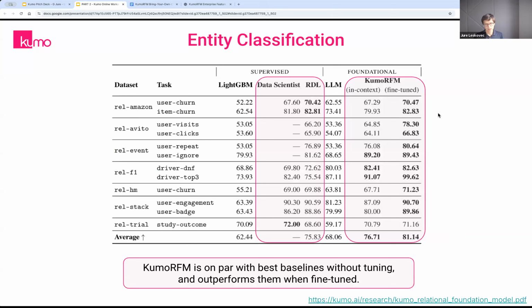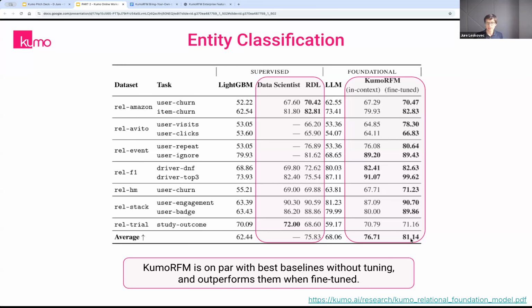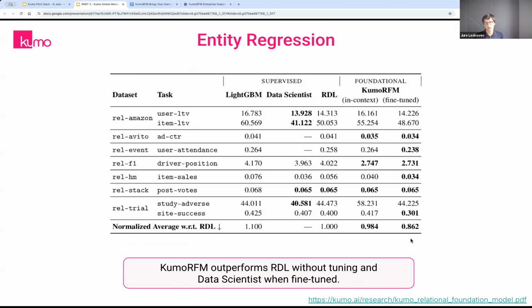First, we find that KumoRFM is on par with the best baselines across a number of different data sets without any fine tuning. So the model has never seen these data sets before, was never trained on these data sets or these tasks before, but still, only with in-context learning, it gives us very high accuracy. If we further fine tune Kumo for these data sets, for these specific tasks, then we get further boosted accuracy. This was for classification, like binary classification, multi-class classification, and things like that.